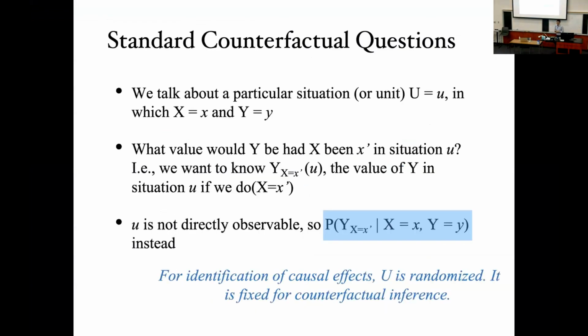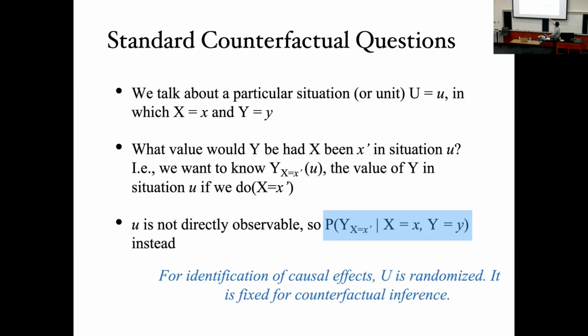Okay, good. So here you can see a formalization of the standard counterfactual reasoning question. We are talking about a particular situation, or particular subject, or particular unit. We have this value of u, the unit. Here U is a random variable, and the small u is a particular value, right? We are talking about a specific subject, and then you want to see what value y would be had x been a different value x prime in the situation u. So basically, you want to say something about this one. This is a potential outcome, right? So for this particular unit, U.